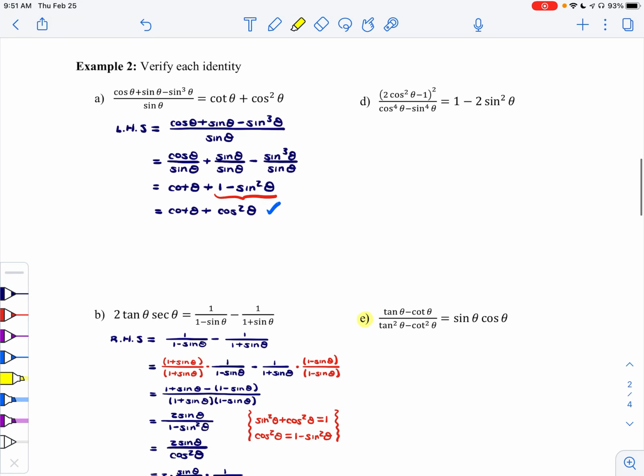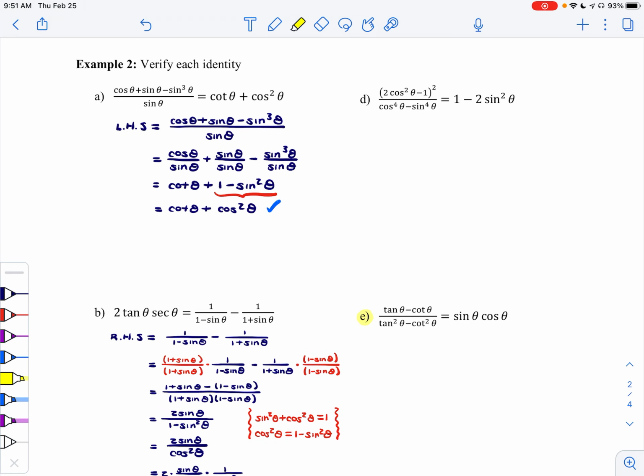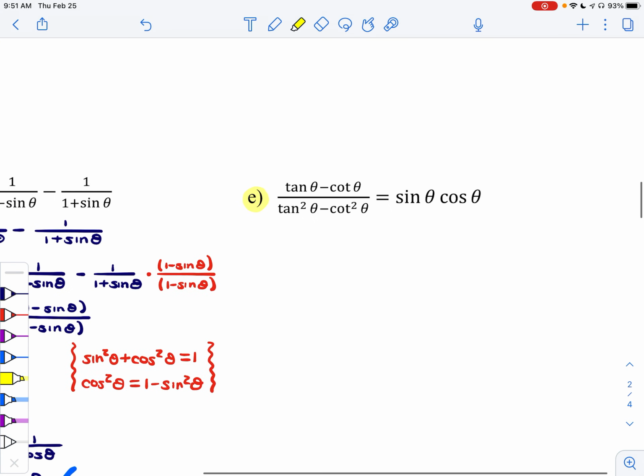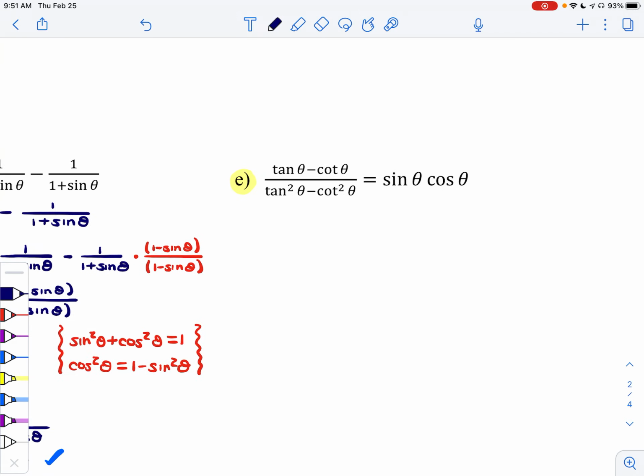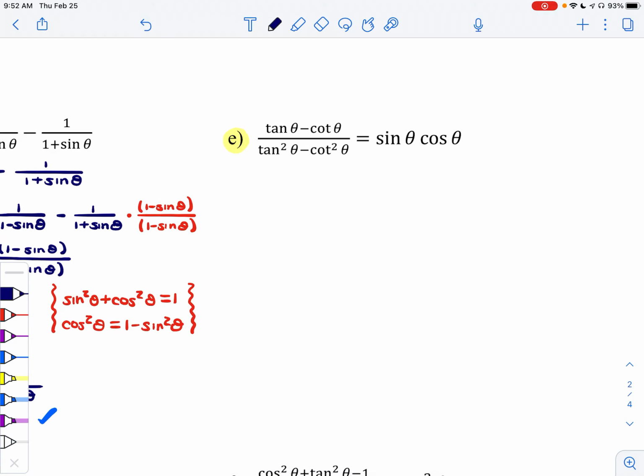Okay, so I'm going to start on this one by looking at example 2E. So what we have here is tangent of theta minus cotangent of theta all over the quantity tangent squared minus cotangent squared is equal to sine times cosine. So as usual, we want to start by choosing one side of the equation and simplify it down until it matches the other side of the equation. So in this case, I would definitely say the more complicated side is the left-hand side. So that's where I am going to start.